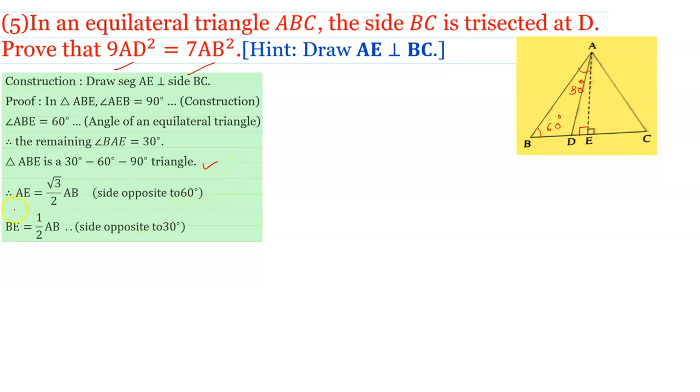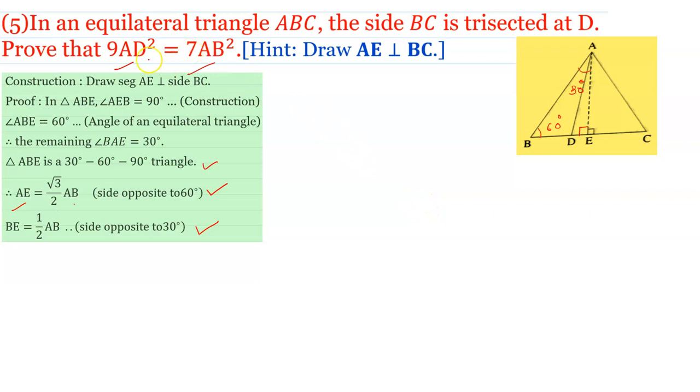Therefore, AE is the side opposite to the 60 degree angle. So AE is equal to root 3 by 2 times the hypotenuse, that is AE equals root 3 by 2 AB. And what about BE? The side opposite to 30 degrees is half of the hypotenuse. Therefore, BE is equal to 1 upon 2 AB, the side opposite to 30 degrees. This is the first part.